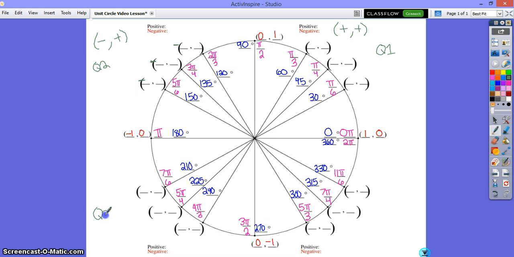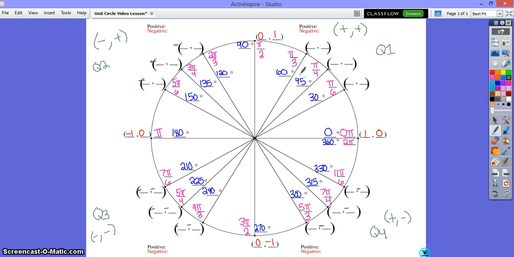Down here in quadrant 3, we know that x's and y's are both negative, so I'm going to go ahead and put a little negative on all of these points. And then finally in quadrant 4, we know that x's are positive and y's are negative, so all the y values of these points should be negative.